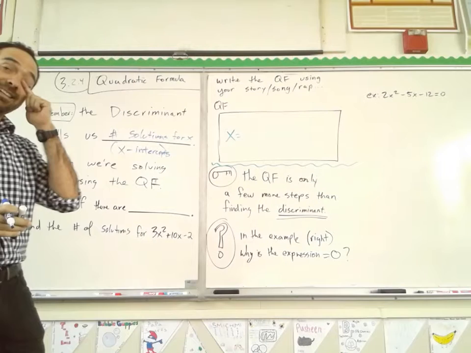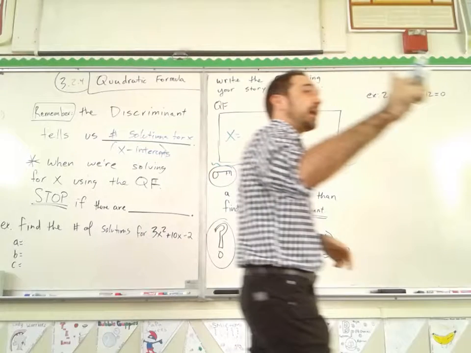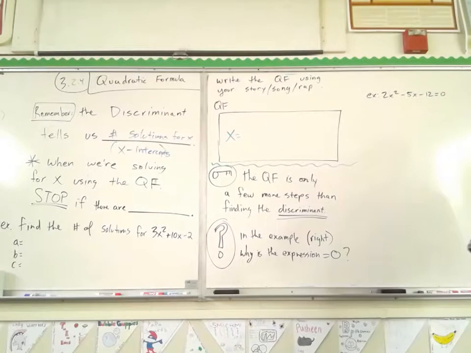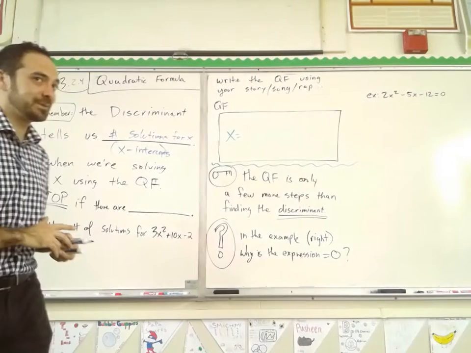All right, so we know that it tells us the number of solutions, which are x-intercepts. Here's the deal. Before we even get into the quadratic, when you're solving for x using the quadratic formula, at this point, you're going to stop if there are what? So when what you said happens, what do we have? What kind of situation? No real solutions.